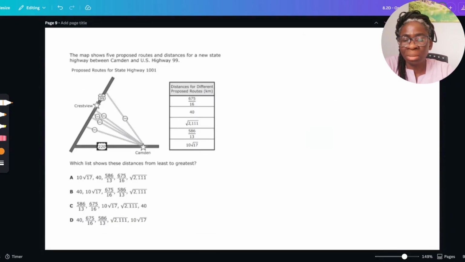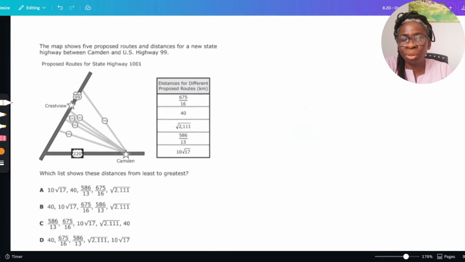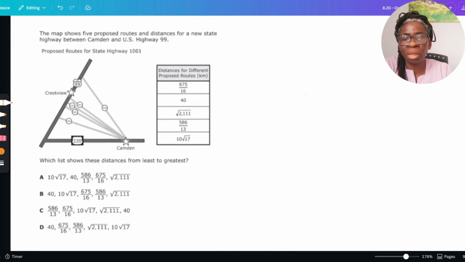Now, let's take a look at this one. It says the map shows 5 proposed routes and distances from a new state highway between Camden and US Highway 99. Let's see the options. It now says which list shows these distances from least to greatest. It's just the same thing. We have to find them from least to greatest.